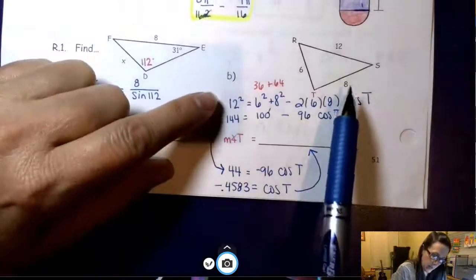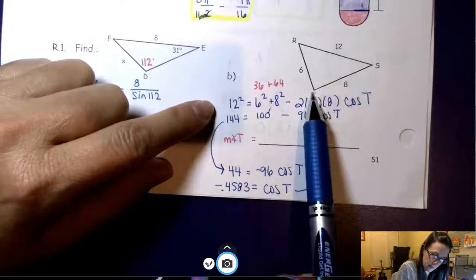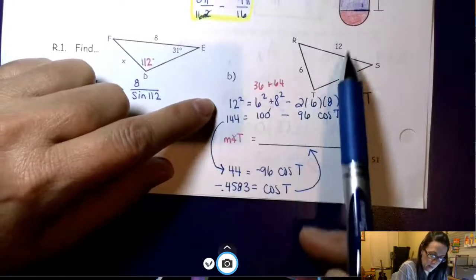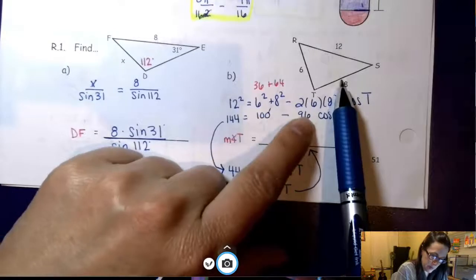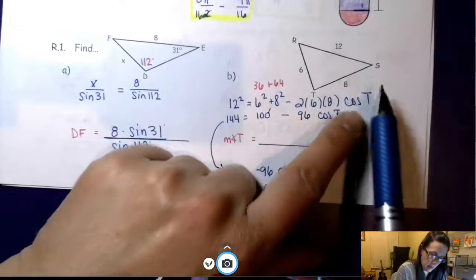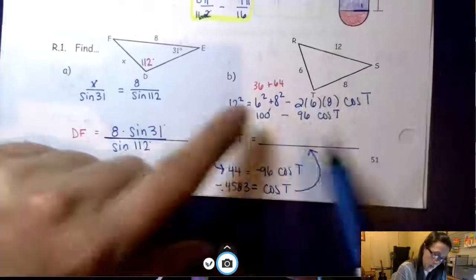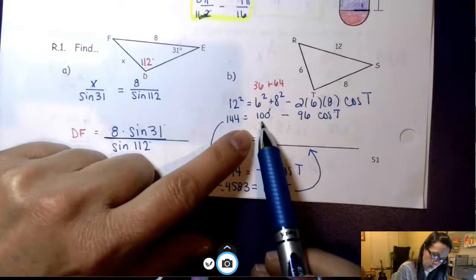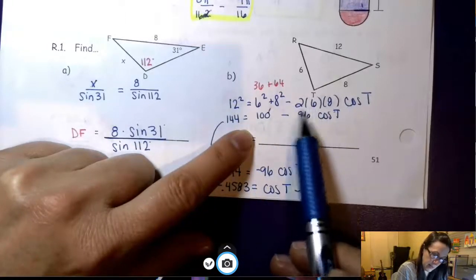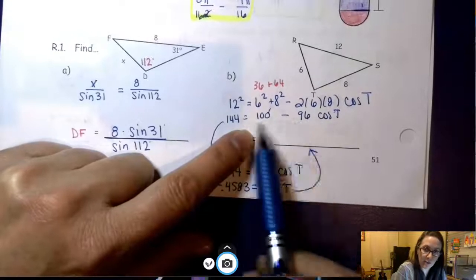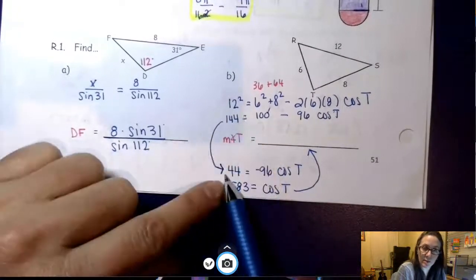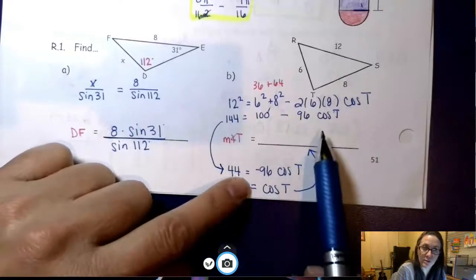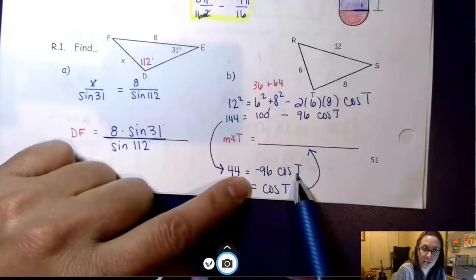Now over here we're looking for t, which would be the biggest angle. So 12 squared equals 6 squared plus 8 squared minus 2 times 6 times 8 cosine of t. Well, 36, 64, I get 100. 2 times 6 times 8, I get 96. Remember, you cannot subtract these. You have to subtract the 100. So I brought my work down here. I got 44 equals negative 96 cosine of t.